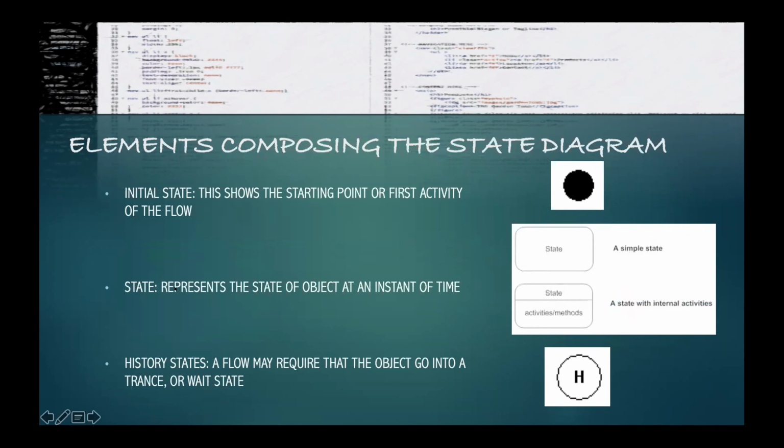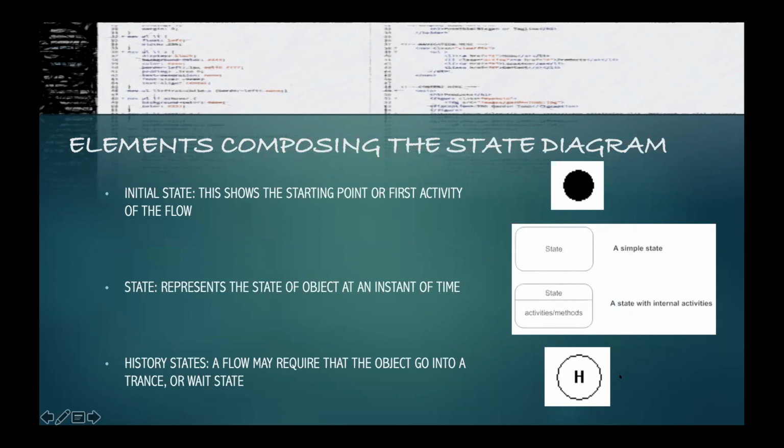The next one is the state. The state represents the state of an object at an instant of time. In a state diagram, there will be multiple symbols, one for each state of the object that we are discussing. We use a rounded rectangle to represent the state.